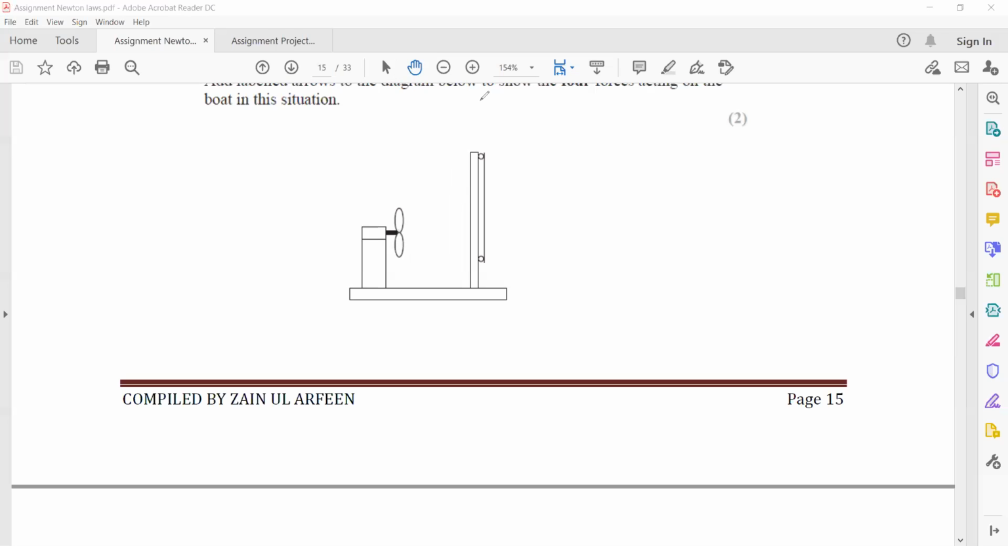But the moment we reverse the position, the fan is pushing the air and the air pushes the fan, and that force creates a resultant force. That's why this will accelerate. Is it clear?